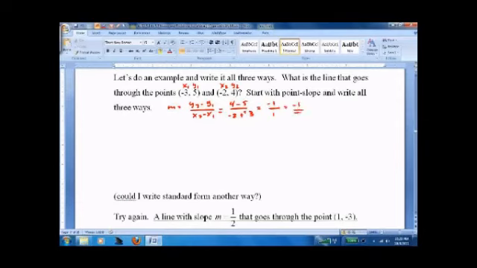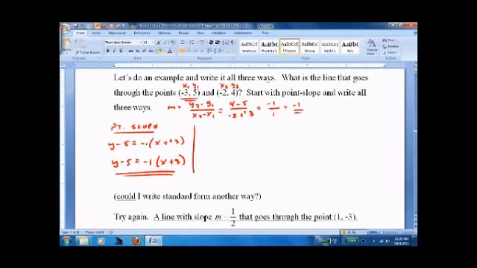So now in point slope, we go. Let's use the first one. Y minus 5 equals negative 1 times x minus negative 3. Just rewrite it to be thorough: negative 1 times x plus 3. That's it. Let's try it with slope-intercept.